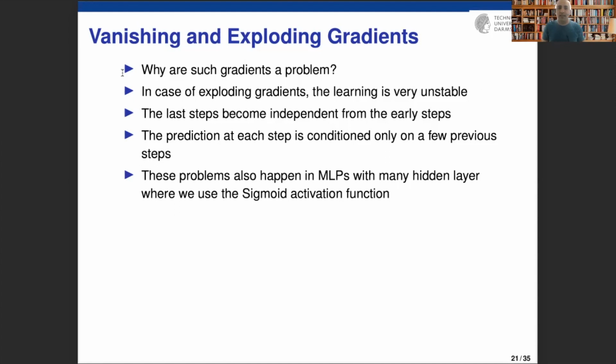But it is also important that these problems also happen in multi-layer perceptrons with many hidden layers, where we use the sigmoid activation function, for example. Because if you notice, the sigmoid activation function usually has very, very small gradient values. So if you multiply this gradient several times, the value of the gradient gets close to 0. So your model would be independent of the earliest steps or early layers.